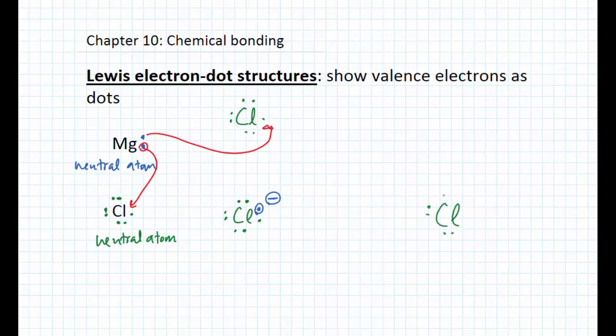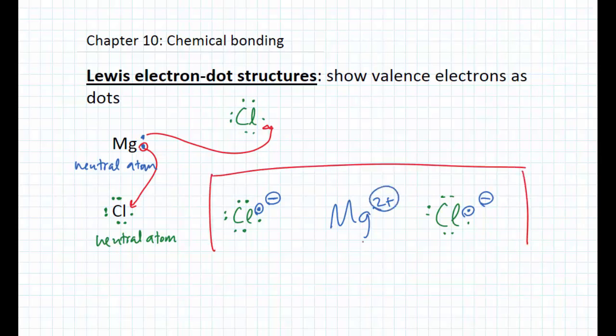1, 2, 3, 4, 5, 6, 7 of its own. Okay. Here's the 8th one that it just got, so there's a minus charge. Okay. And that magnesium then got rid of 2 electrons. So what kind of charge will it end up with? 2 plus. Okay. Let's draw an Mg2+ right there. Okay. Let's put a big box around these ones.